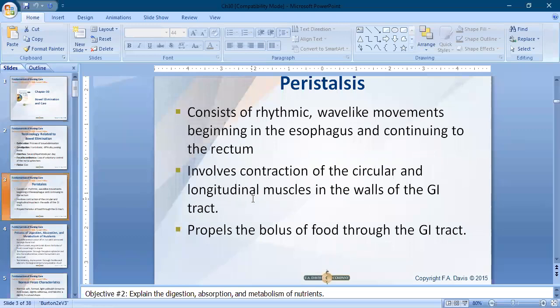Our GI, or gastrointestinal system, contains two types of muscle. One is circular, the other is longitudinal. So peristalsis movement occurs because of the movement of both circular and longitudinal muscle. It also propels the bolus of food through the GI tract.